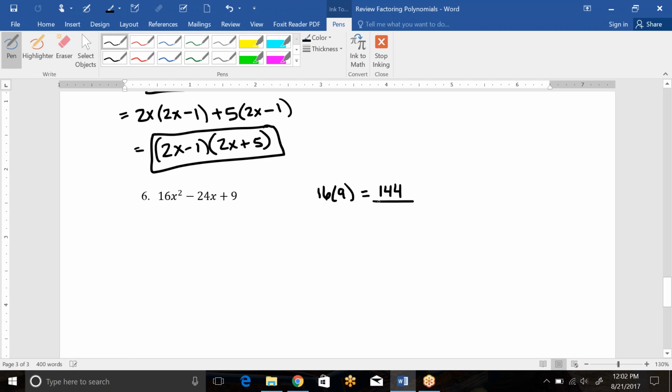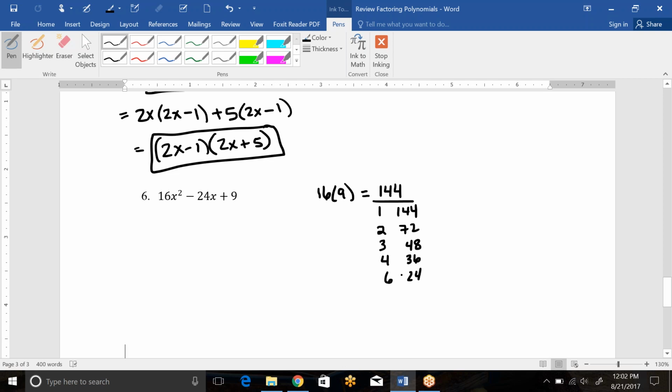So 16 times 9 is 144, so it's going to be a big list. So 1 and 144. If we divide that by 2, that's 72. Let's see if 3 goes into it evenly. 3 and 48. And I'm just dividing on my calculator as we go just to check. So 144 divided by 4 is 36. If you get a decimal, you know it doesn't go evenly because 144 will not divide evenly by 5. If we divide it by 6, we get 24.